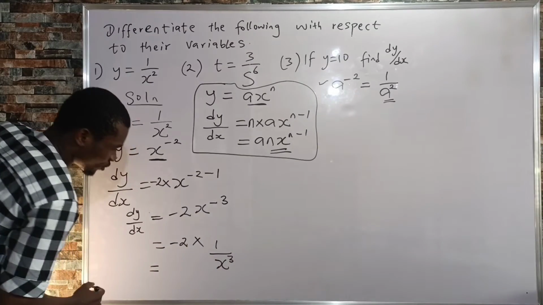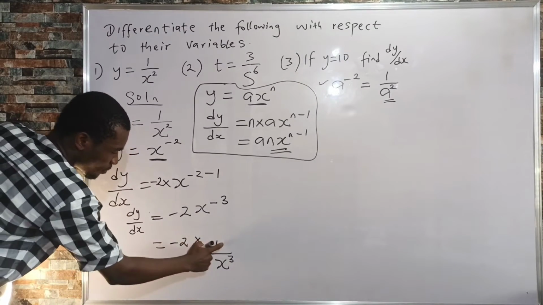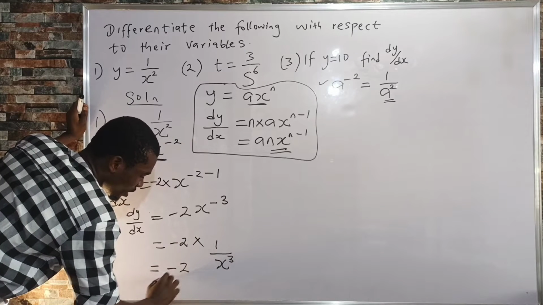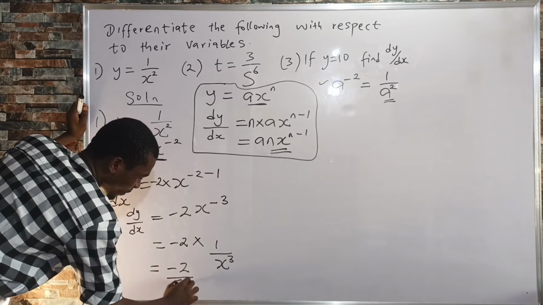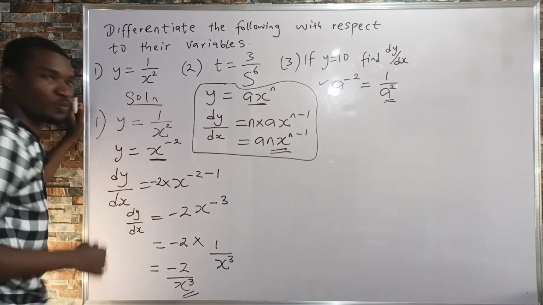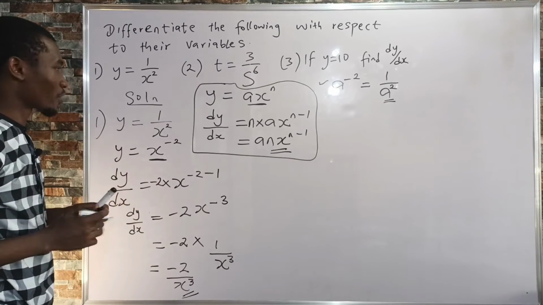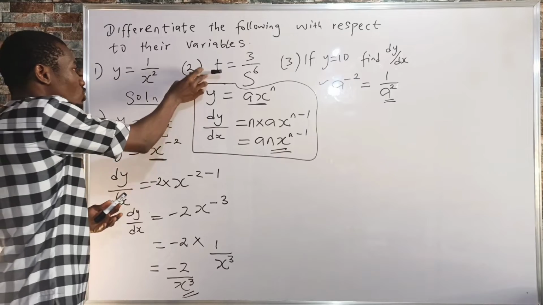Such that this is equal to, remember that negative 2 multiplied by 1 is still negative 2, and that is all over x raised to the power of 3. So this is basically our answer. That is very simple, right? Let's then take the second question.